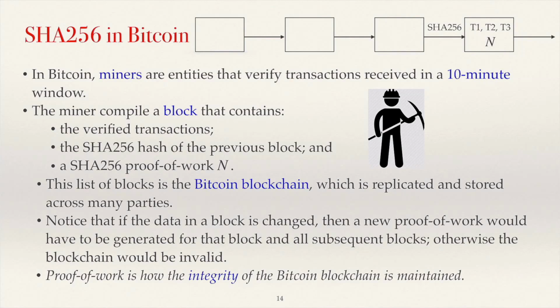And so changing a single bit in any block of the blockchain means that its nonce and nonces of all subsequent blocks also need to be generated. And that would be a lot of work. And so proof of work is how the integrity of the Bitcoin blockchain is maintained, even though the blockchain is stored by untrusted parties across the internet.